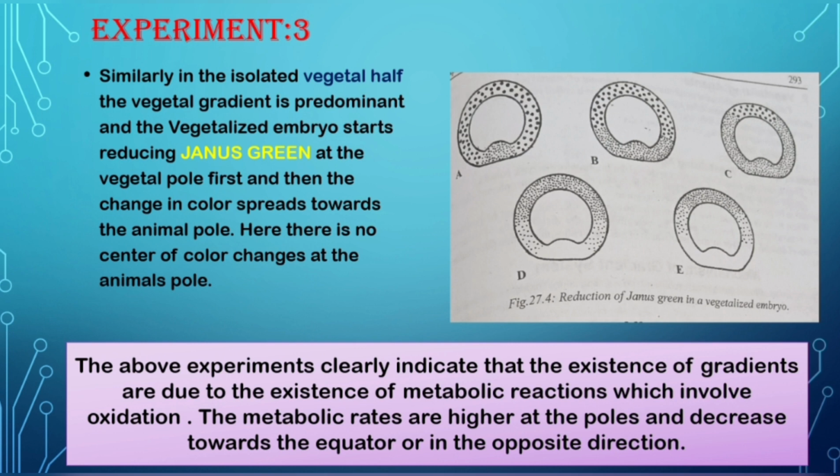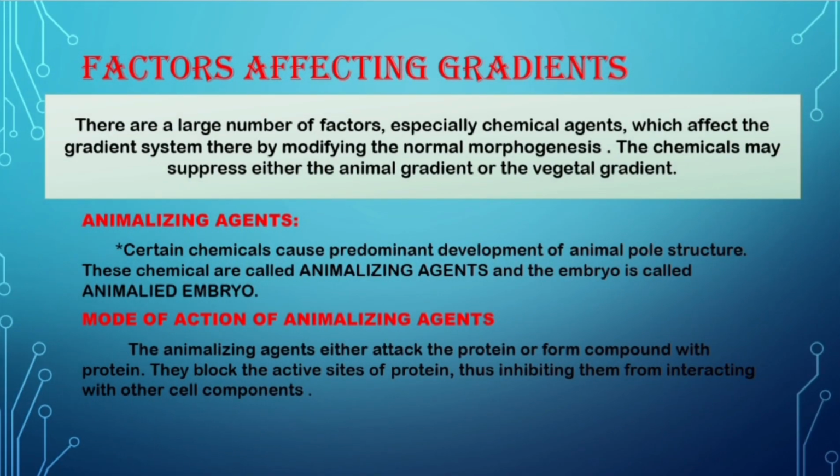The above experiments clearly indicate that the extensions of the gradients are due to the extent of metabolic reactions which involve oxidation. The metabolic rates are higher at the poles and decrease towards the equator, or in the opposite direction. Next, we are going to see about factors affecting gradients.